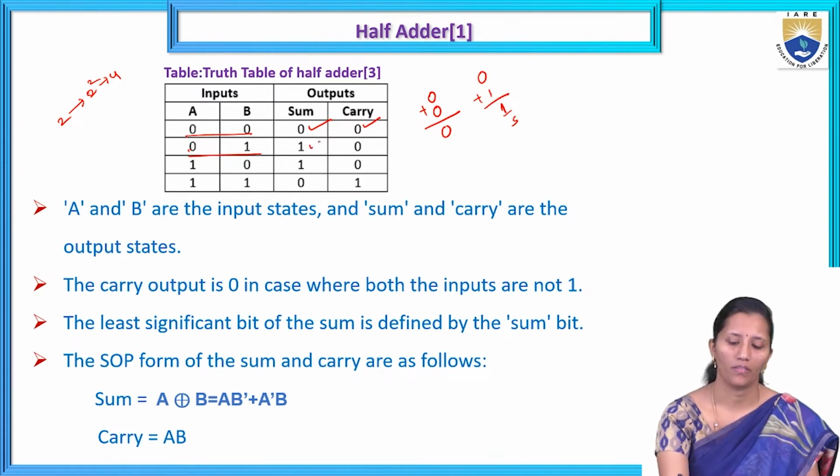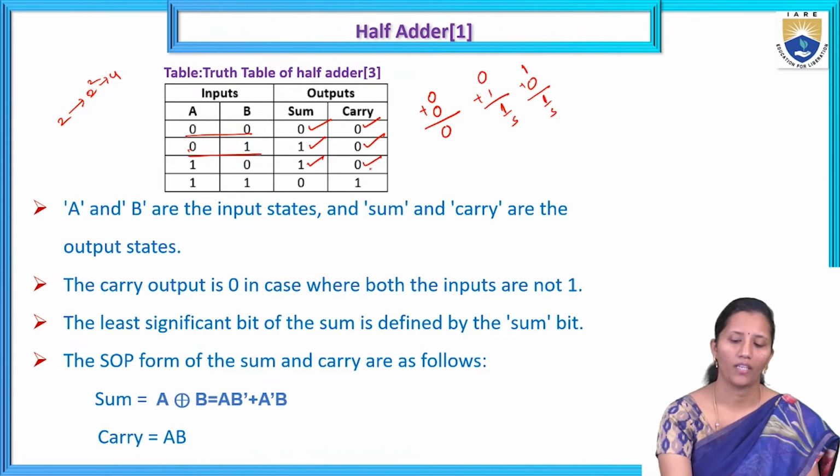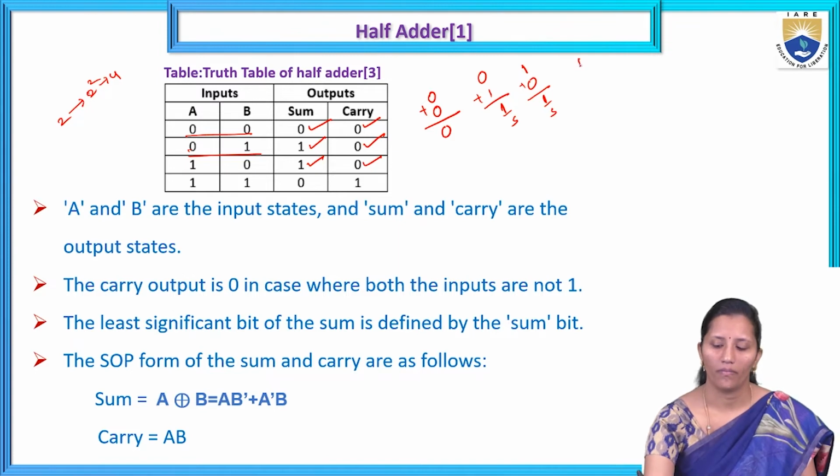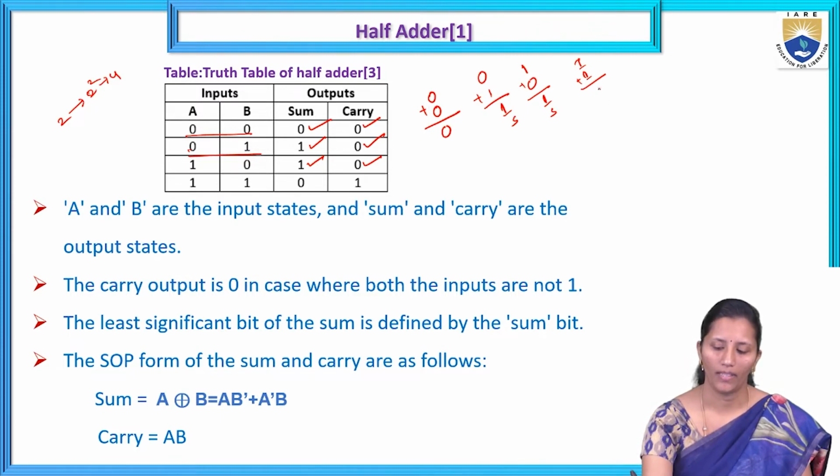So carry will be 0. Sum is 1, carry is also 0. And 1 plus 0, sum is 1. We are not getting any carry. So sum is 1, carry is 0. But for 1 plus 1, in binary bit addition of 1 plus 1, we will get the sum is 0 and carry is 1. So this is sum, this is carry.